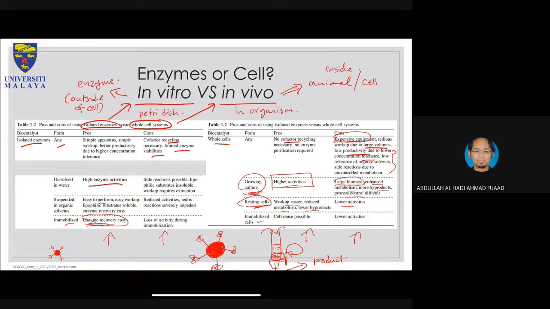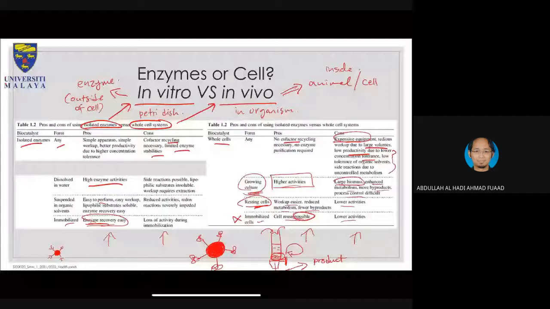And finally, immobilized cells. Cell reuse is possible. Again, it's possible, but it's lower activity because you are limiting the cells to a certain solid support and so on. But normally, this is not an option that anyone uses. See, the internet is a bit laggy. Yeah, it should be an X, not a tick.